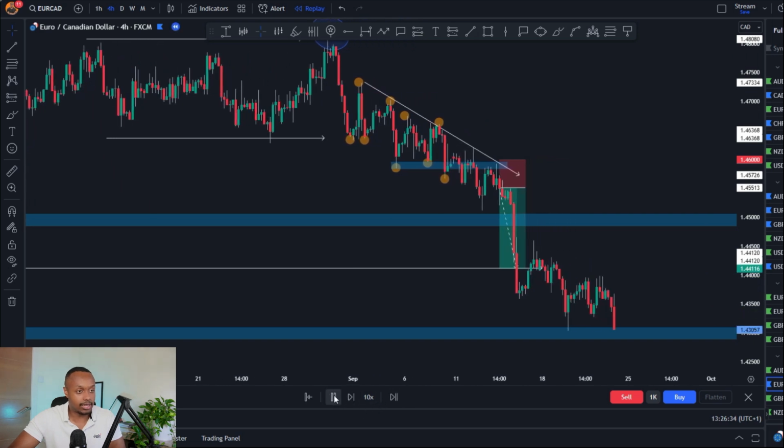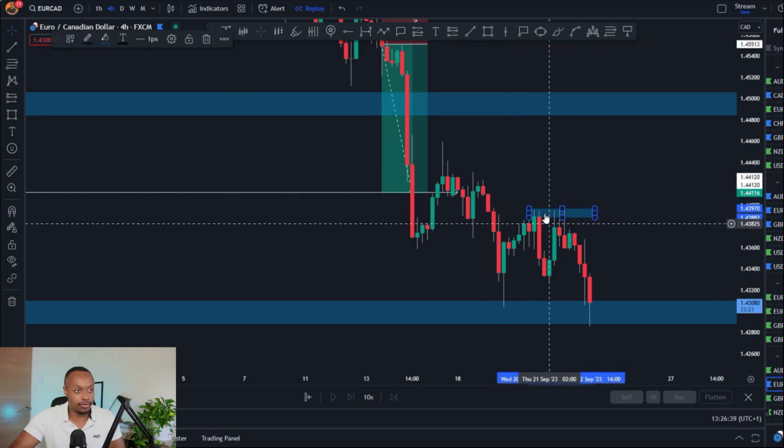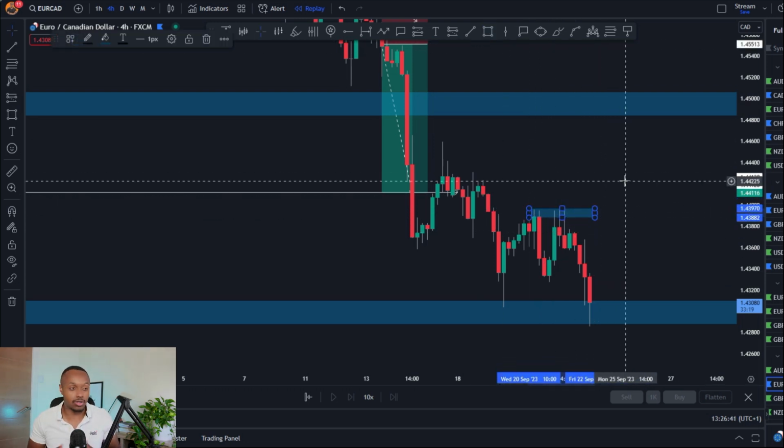I actually missed a nice pullback yesterday on a retest of some structure here, catching the next lower high for this move, but I wasn't trading yesterday. I took the day off, but nonetheless, a beautiful move to the downside.